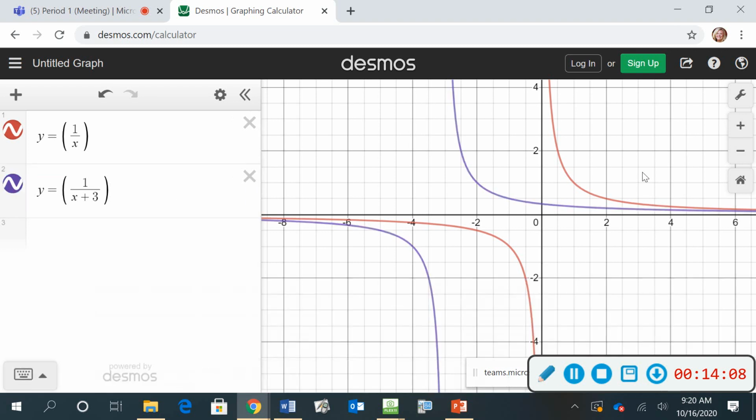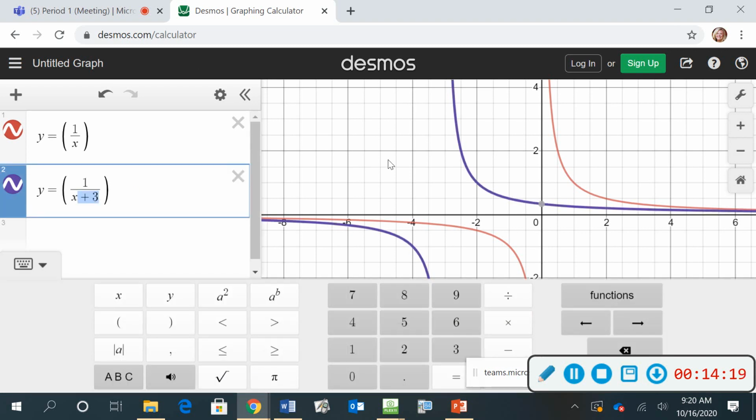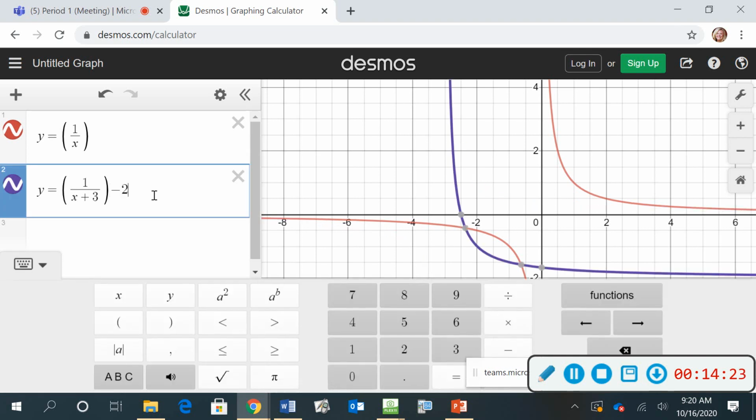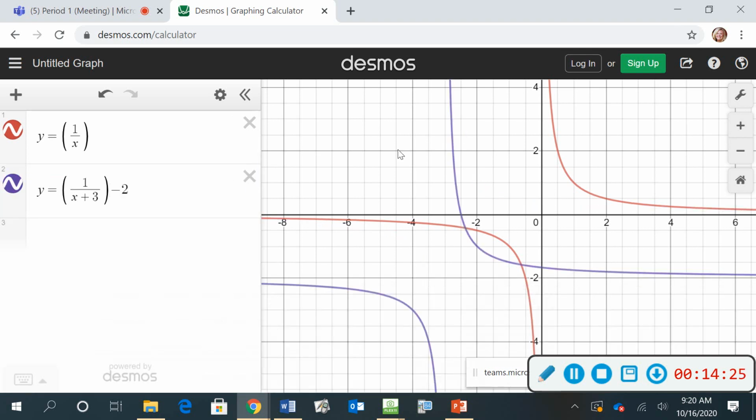From the red to the purple, if you had to describe that in words instead of in math, you would say you translated or you moved it to the left 3. Notice again that we do the opposite of what we see on the bottom. Okay, we move it to the left 3. And then we throw a -2 in back, and what we've done is not only have we moved it to the left 3, we've translated or shifted it down 2.